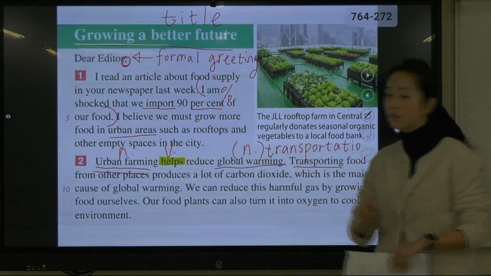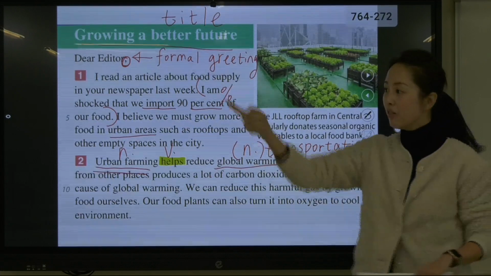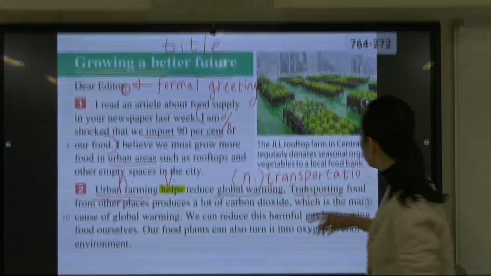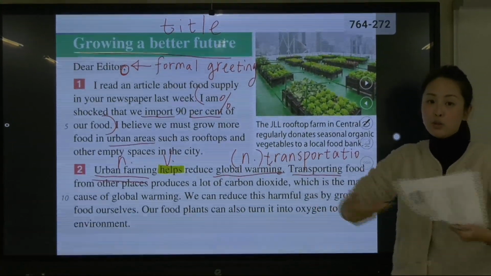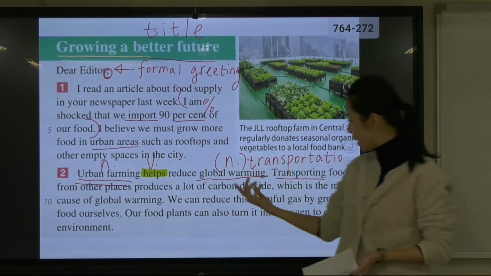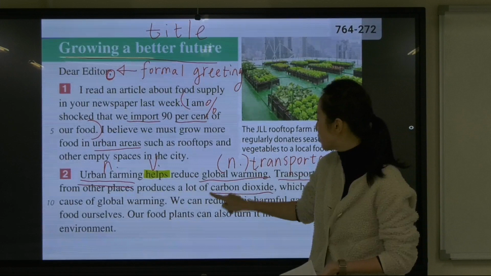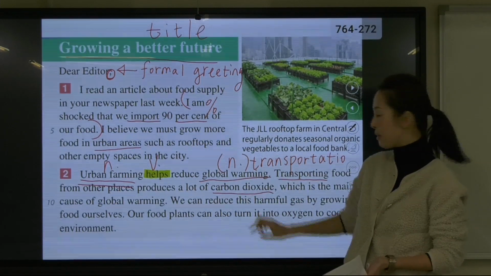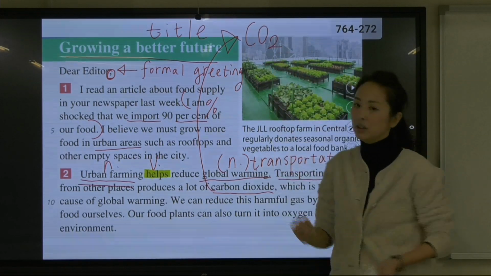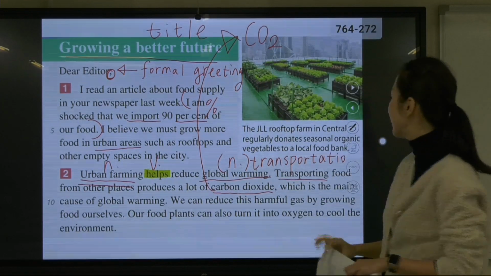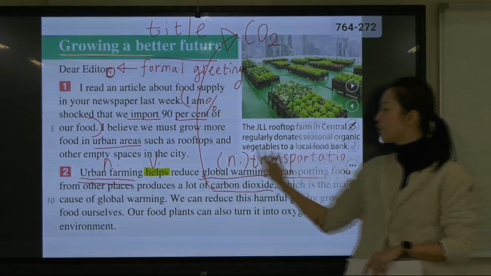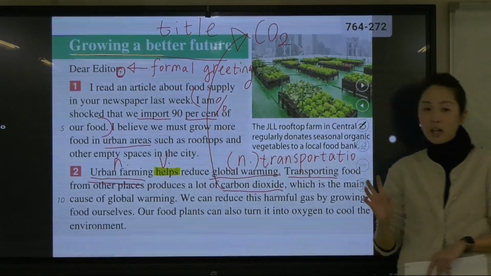It is a noun. So transporting, verb plus ing as the subject, also means 交通, 傳送, okay? Transporting food from other places produces a lot of carbon dioxide. This word I hope you have learned in your primary school. Okay, CO2, 二氧化碳, carbon dioxide. And again, let's look at this very long sentence.